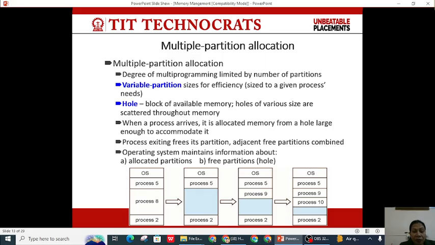When a process exits, it frees its partition, and adjacent free partitions are combined. So in this particular case, when any process exits from the memory, that partition becomes available for another process. The operating system maintains information like allocated partitions and free partitions, so that the next time any process comes, it can occupy a free partition.